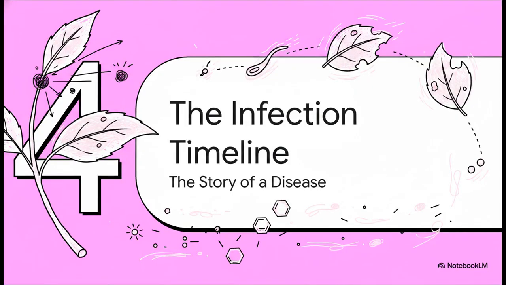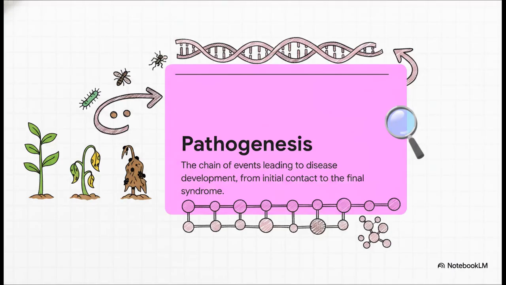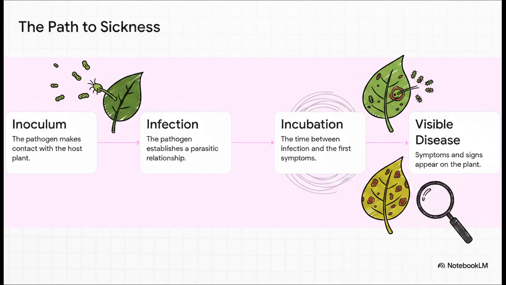So, we've met the players, but how does the game actually unfold? Let's walk through the story of an infection, from the very beginning to the end. This whole process, this sort of narrative of a disease, has a name. It's called pathogenesis. It's the step-by-step story of how a perfectly healthy plant gets sick. So the story kicks off with the inoculum. That's just the little piece of the pathogen that makes first contact. If it's successful, that leads to infection, where it actually gets inside and sets up shop.